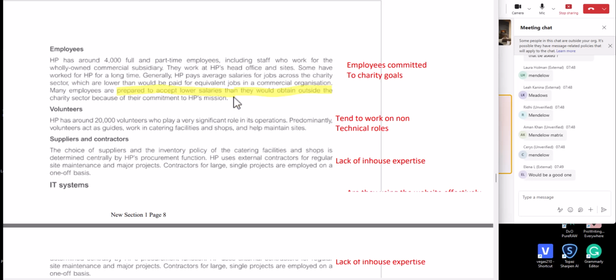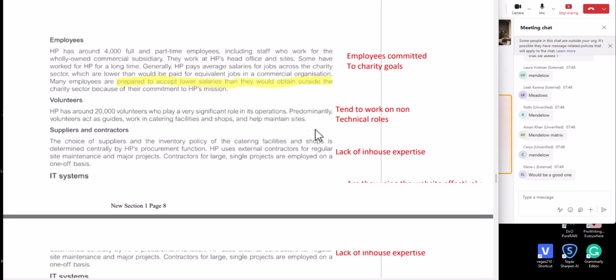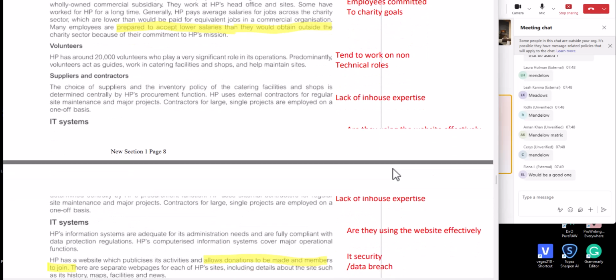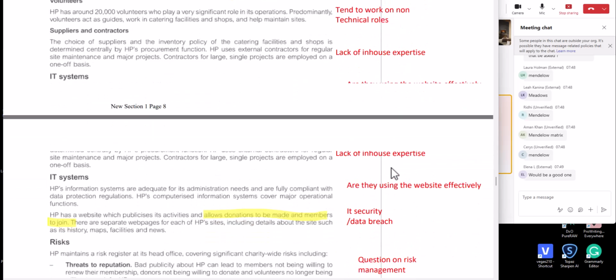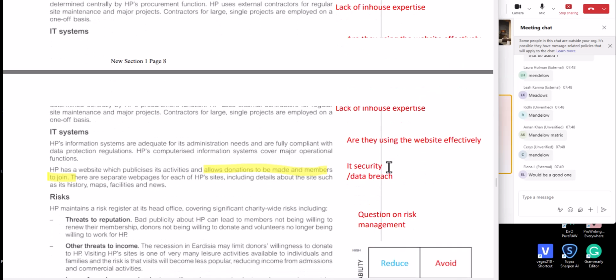Employees, yeah, they are prepared to accept a lower salary. They've worked for a long time. There's quite a lot of employees, quite a lot of cost. If we are making losses, we might have to get rid of some of those employees. We've got volunteers, who tend to work in non-technical roles. We've got suppliers of catering, and contractors for large jobs, so we don't have in-house expertise for our IT systems.